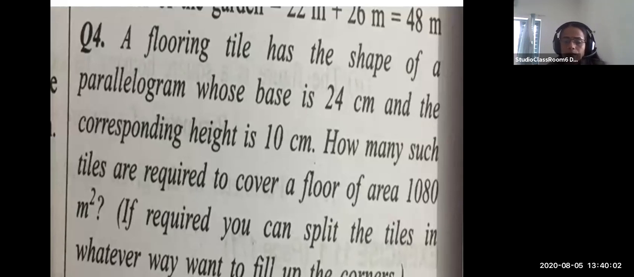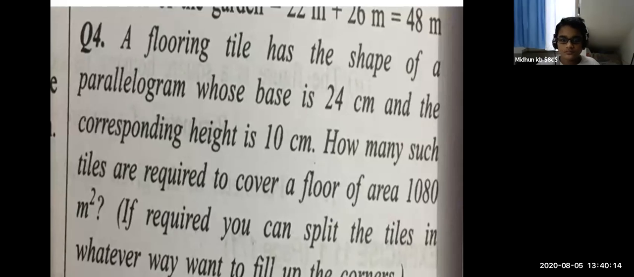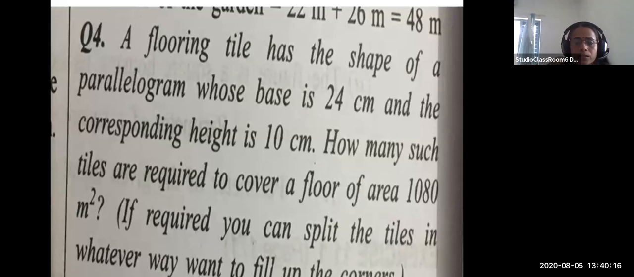Dear students, our time is up. So, you do one thing. Write the question and find area of the parallelogram. Rest we will do in the class. Finding area of the parallelogram, you know how to do that. Up to that you have to do, and after that we will discuss in the next class.